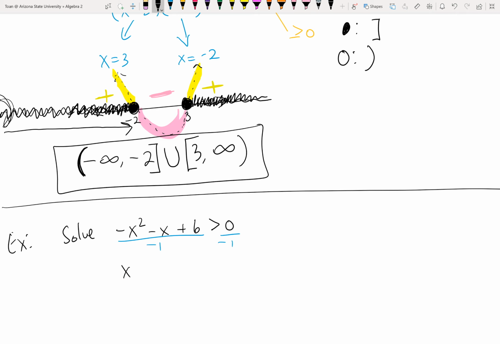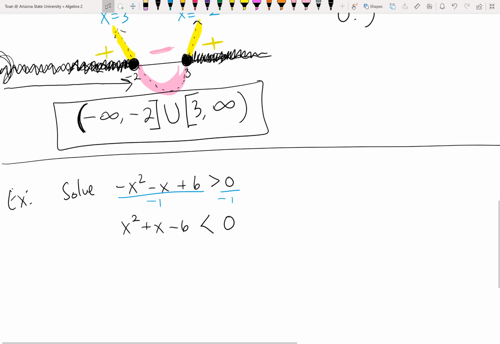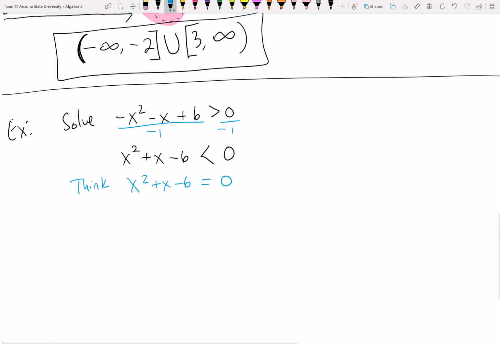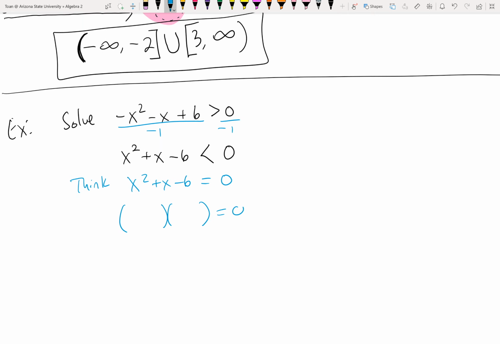So this gives me a positive x squared, a positive x minus 6, flip the inequality, and I get a 0 here. So now I'm going to pretend that it is an equal sign, and I'm going to solve it like normal. This is very similar to the previous example, x and x. In this case, it will be plus 3 minus 2. So I get x equals negative 3 and x equals 2.